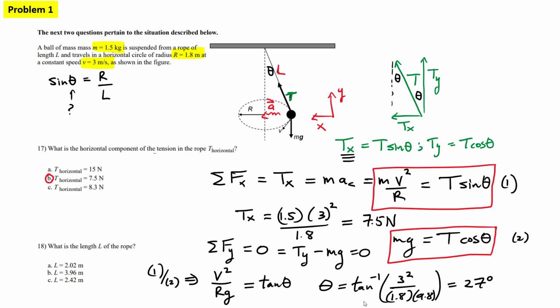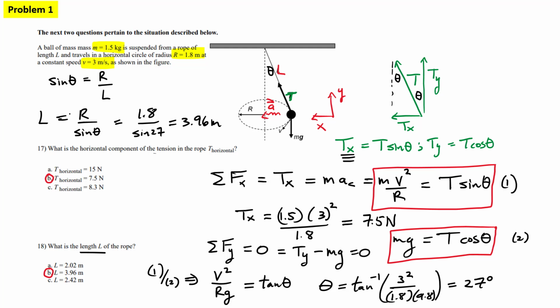So now I go back up here. The question was, what is the length of the rope? Well, let's rearrange this top equation right here. Let me get rid of this. So my top equation then says that the length is r divided by sine of theta. So the r value is 1.8 meters, sine of 27 degrees. I put that number in the calculator, and I should get a length of rope that is close to 3.96 meters is what I got. And that also corresponds to choice B.